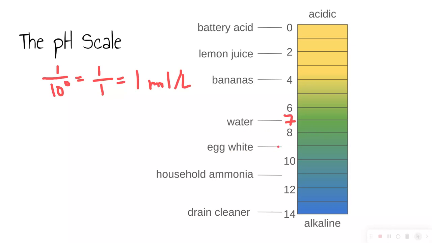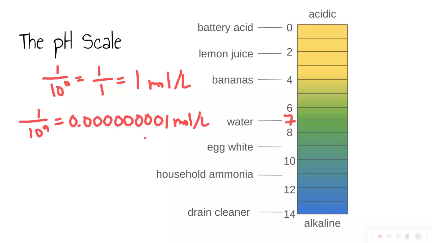Egg white is going to be right here at 9 with its pH of 9. Let's take a look at an example. Let's see what our hydrogen ion concentration in moles per liter is going to be for egg white with its pH of 9. So we have 1 over 10 to the 9th power, and that's going to be 0.000000001 moles per liter. So we have a very low concentration of our hydrogen ions right here.